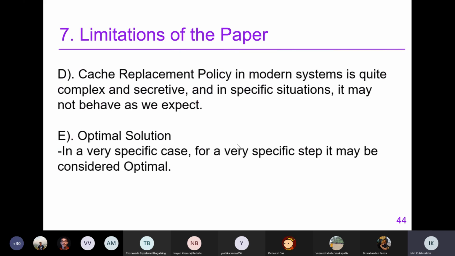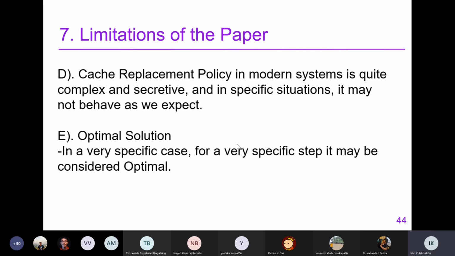The fourth point is that actually the cache replacement policies, we reverse engineer. And the companies also update their policies. So cache replacement policies are quite complex and secretive. And in specific situations, their behavior may not be as we expect. So this may not be a perfect strategy.